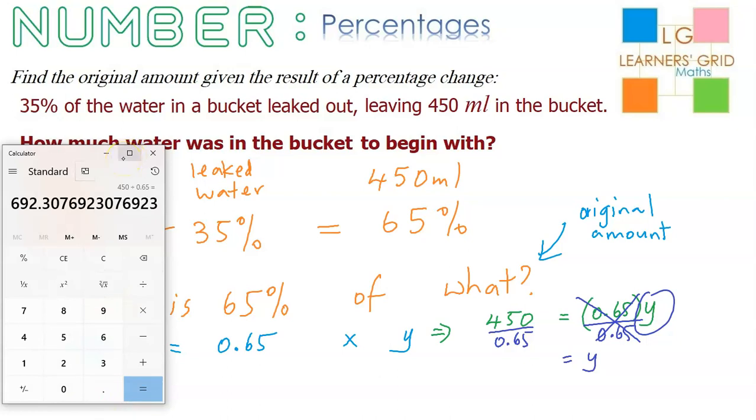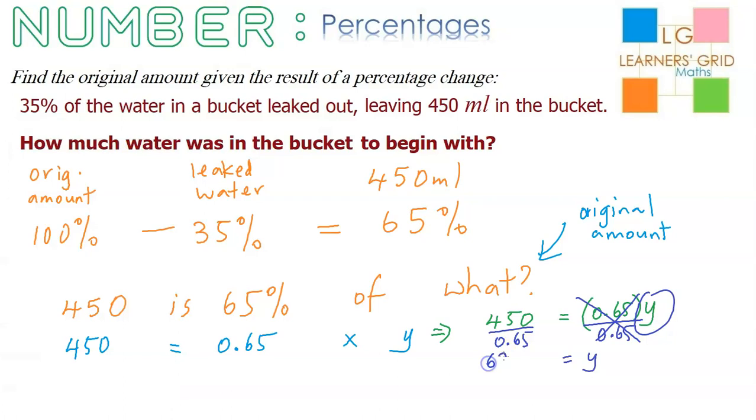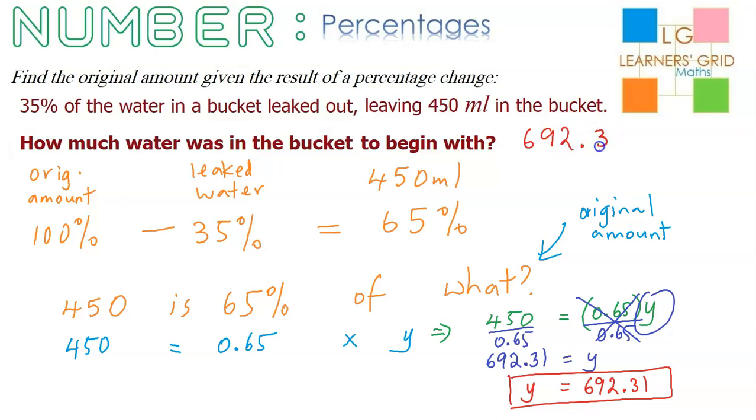692.30. Now I'll round it off to two decimal places. So 692.31. Now, just a bit of reformatting so it looks all correct, algebraically at least. And so that becomes the answer. So how much water was in the bucket to begin with? Well, I'll tell you, 692.31 mils. Use the unit of measurement, and this is the final answer. And so this is also the 100%.